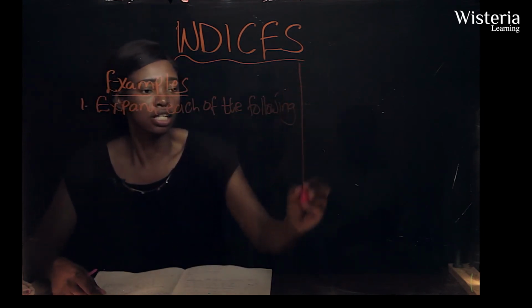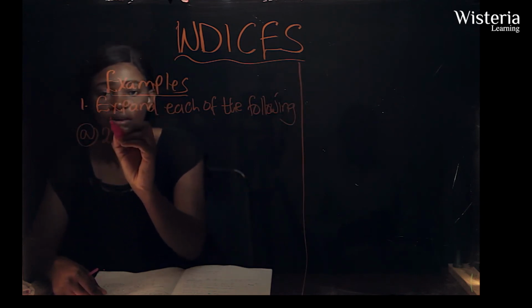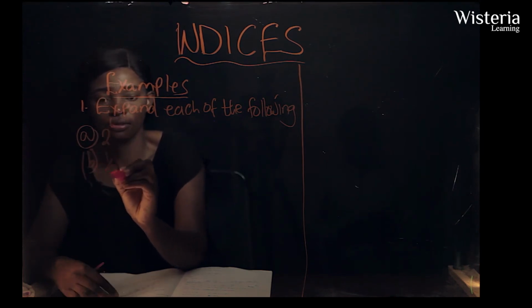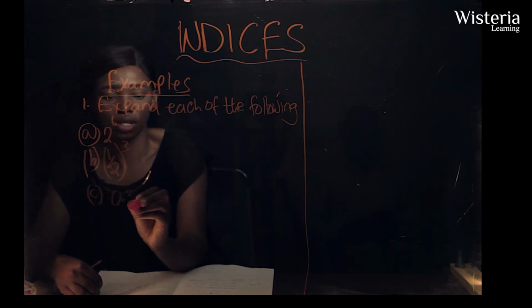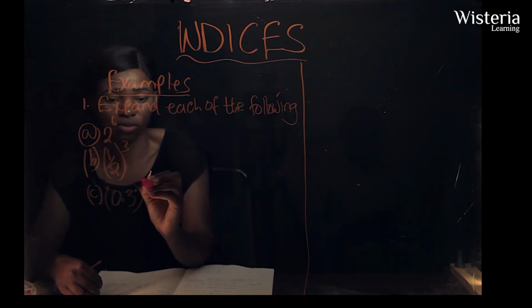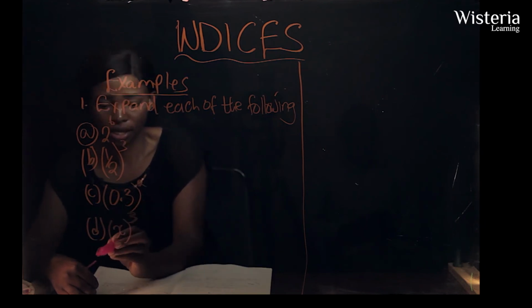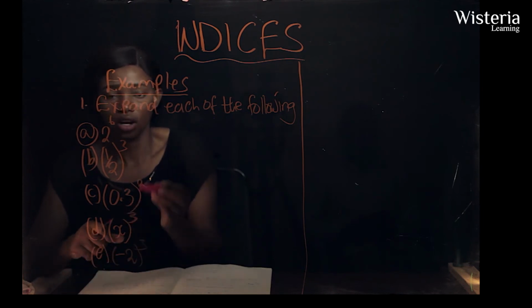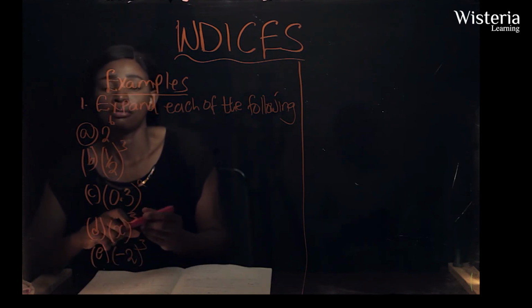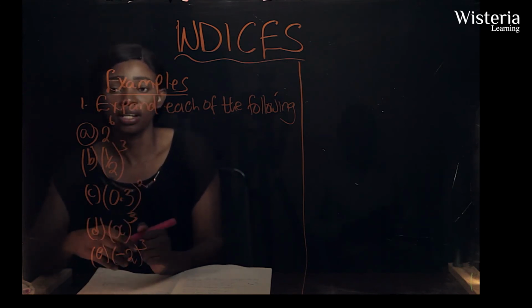We need to expand each of the following. A, 2 to the power 6. B, half to the power 3. C, 0.3 to the power 2. Then D, x to the power 3, and E, negative 2 to the power 3. Okay, so to expand, we want to write these values in expanded form.